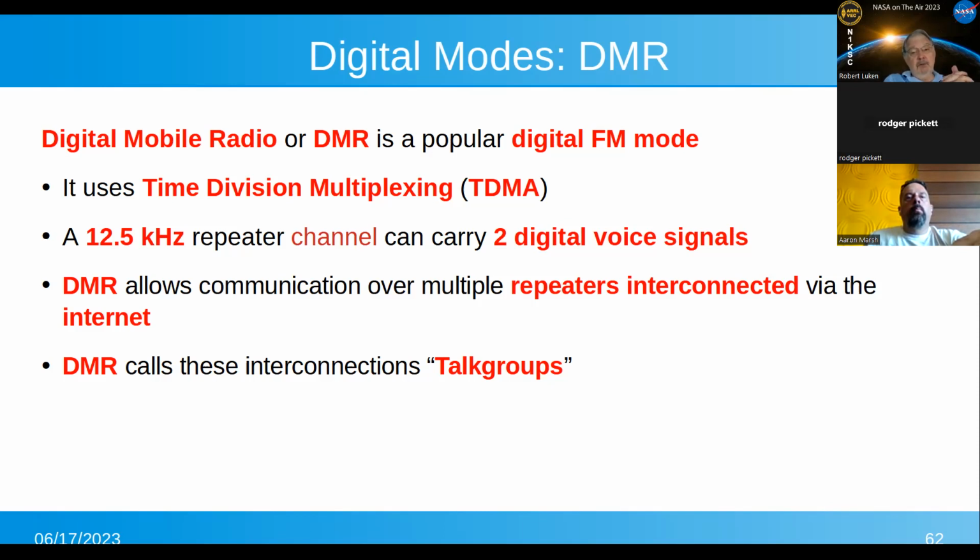DMR allows communications over multiple repeaters interconnected via the internet, and so does D-Star and Fusion. And they all work through a repeater or a hotspot that gets connected to the internet, and there's gateways. Actually, now with some of the gateways, you can go between DMR and D-Star or All-Star or Fusion. Things are all getting lumped together on the internet, so you can just about get anywhere if you can figure out how.